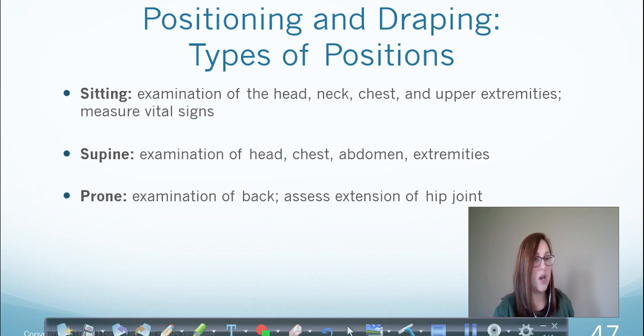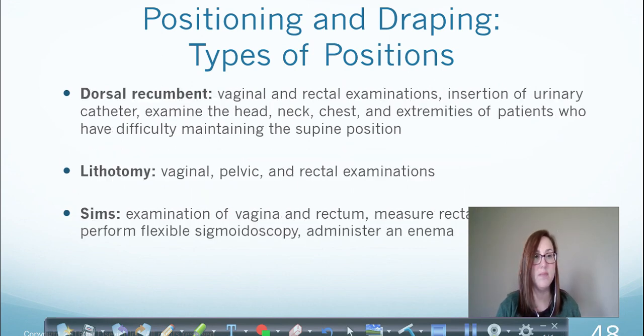And then a prone position, that's when the doctor is going to examine the back or maybe assess the extension of the hip joint. There's a picture of that on page 423, procedure 20-4. That is a position where you're going to put the patient laying face down. You want to make sure that you help them so that they're not at the edge of the exam table. And of course, this position can't be used in pregnancy.